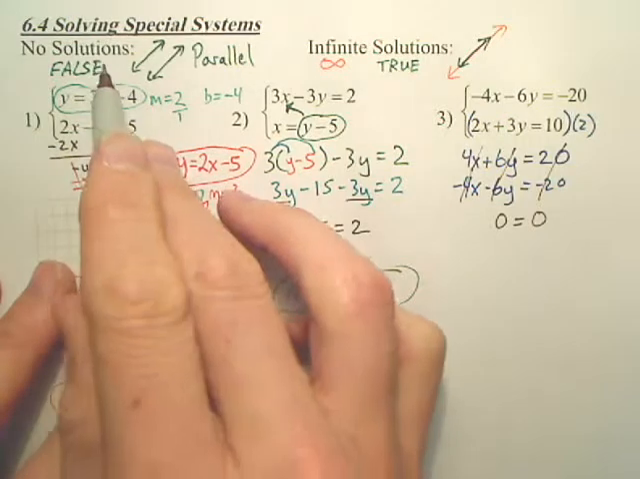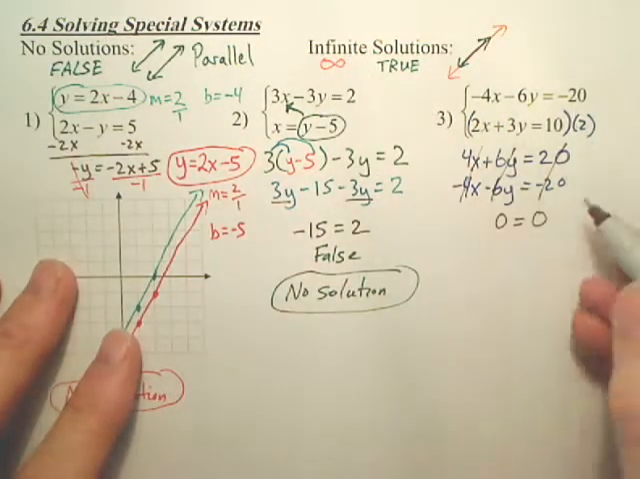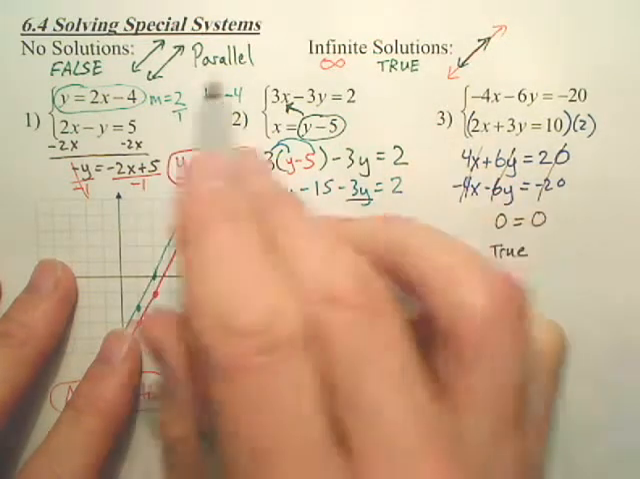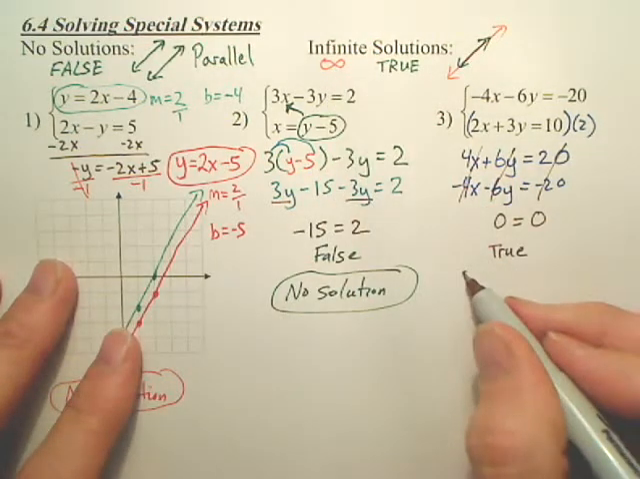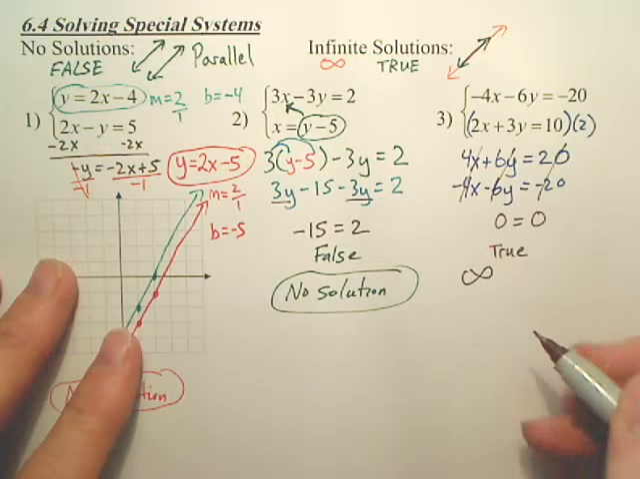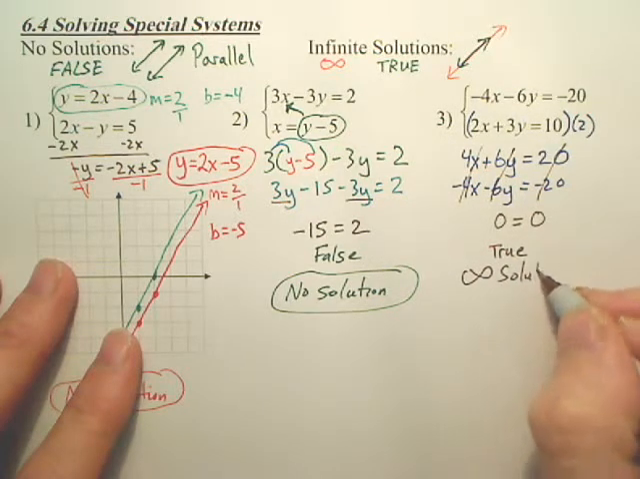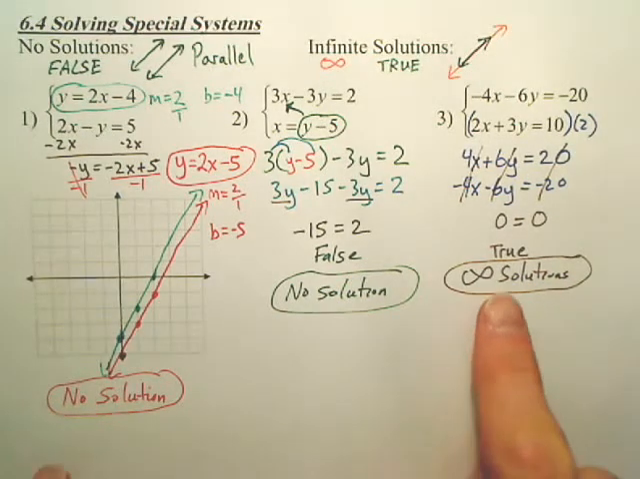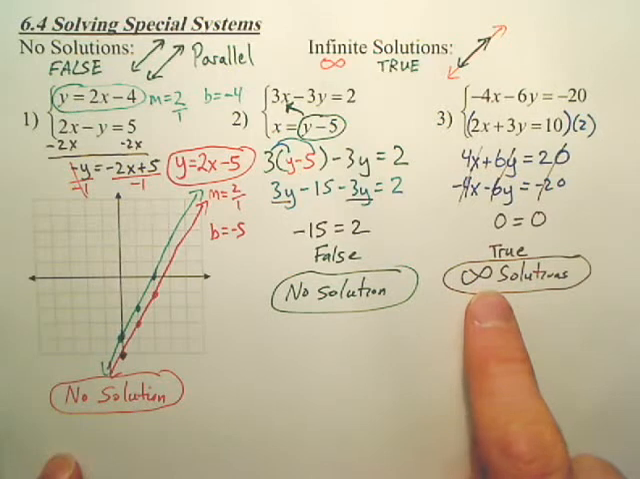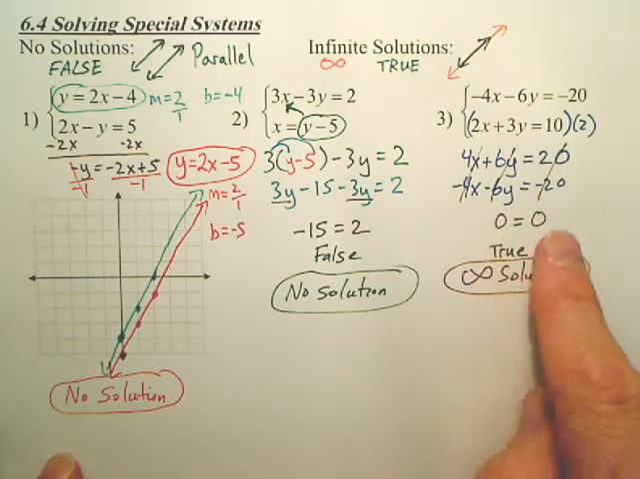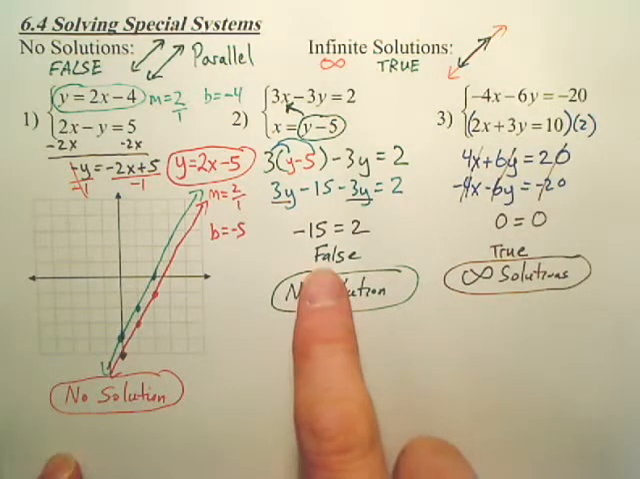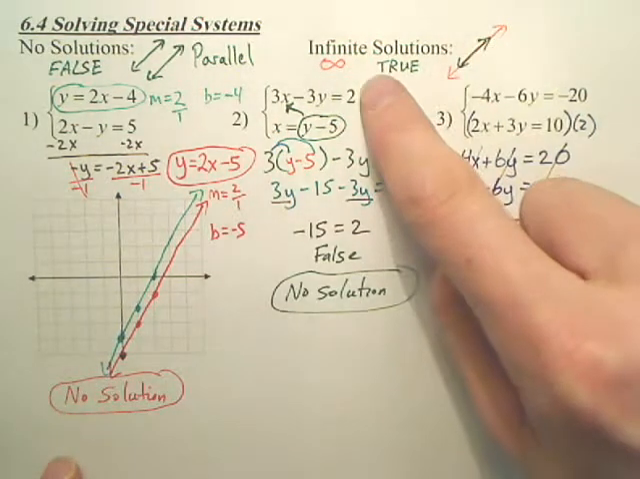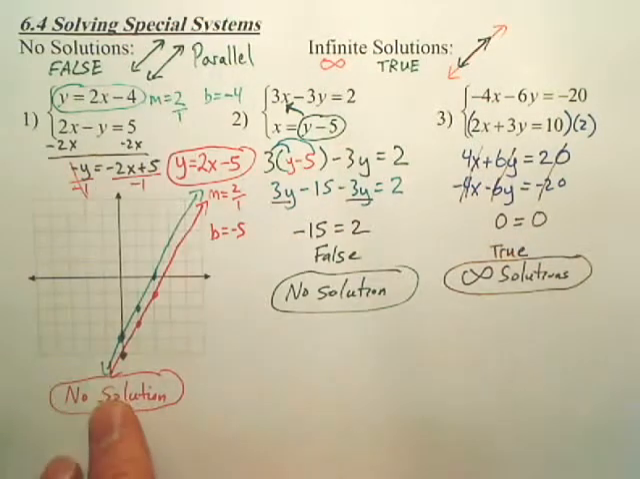Uh-oh, it's a special system, but which one is it? Is that a true statement? Yeah. So since that's true, which one do you think it is? Isn't it the infinite? Is it easier writing that than the word infinite? So it's infinite solutions. So if your answer cancels everything out and it's true, it's infinite. If everything cancels out and it's false, it's none. If the graphs are on top of each other, it's infinite. If the graphs are parallel, it's no solutions.